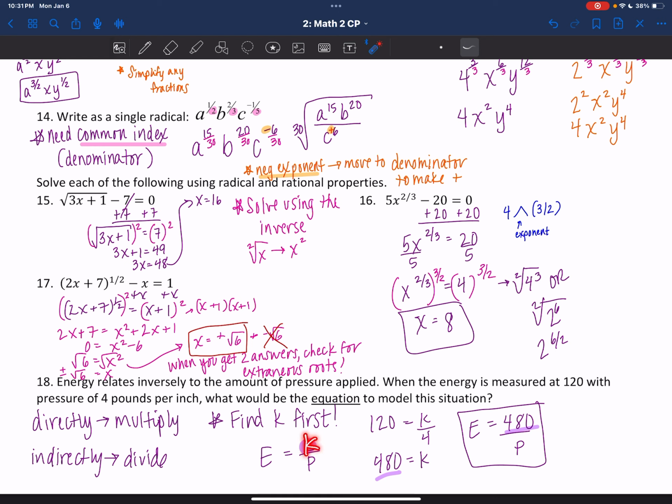So that means that k is going to go in the numerator. And then just substituting your values that it gives here, solve for k. And then you'll get k equals 480. So all it's asking is just the equation. So once you get that, just substitute it into here. And that's all I did.